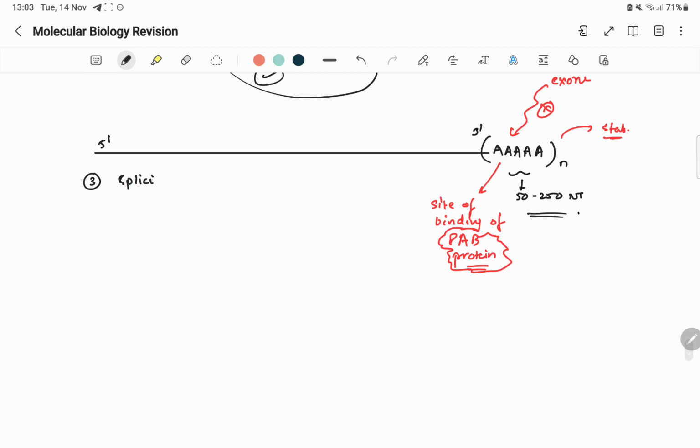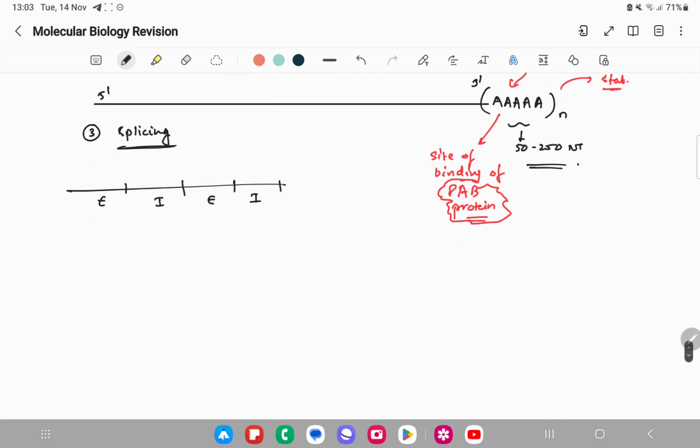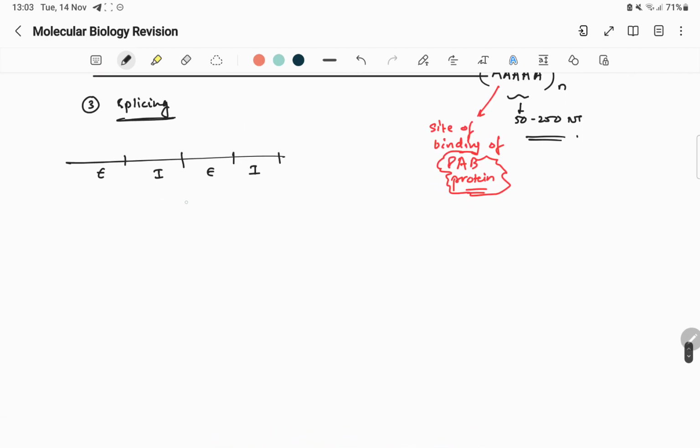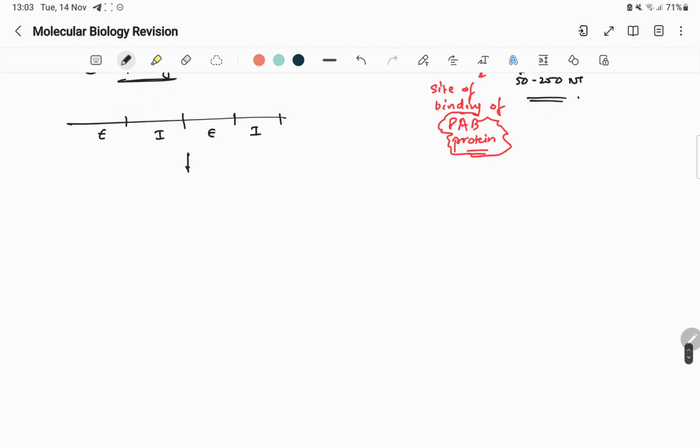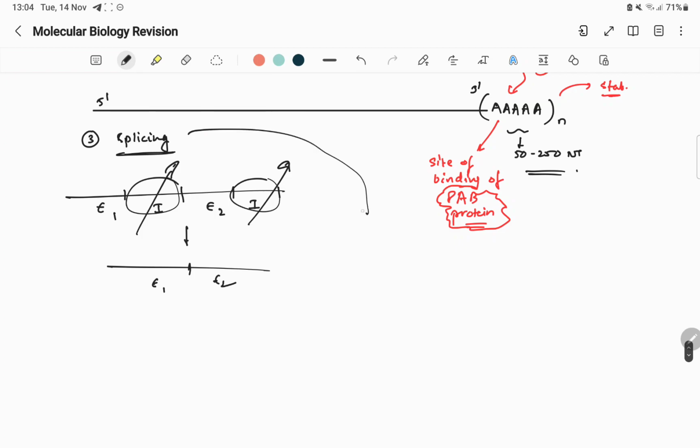Okay, so what is splicing? Splicing is basically that we have exons and introns. We basically have to remove the intron part and join the exon part. The intron must be removed to join the exons, E1 and E2, let's name them. We can have splicing in two ways.